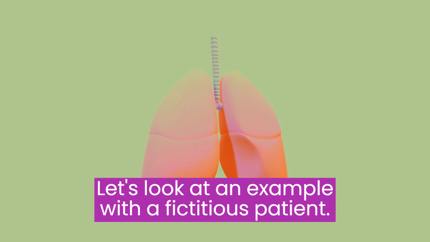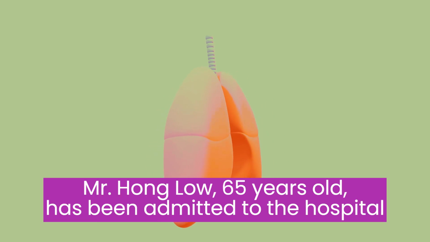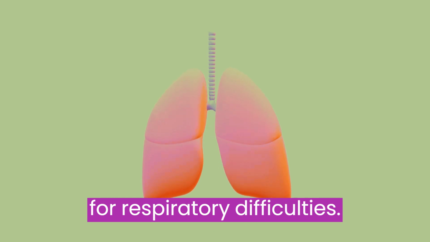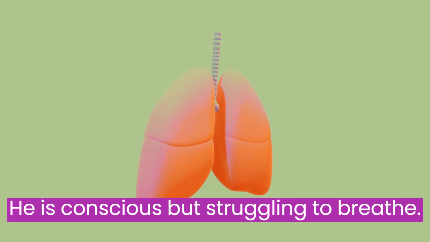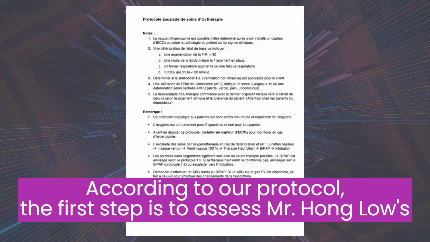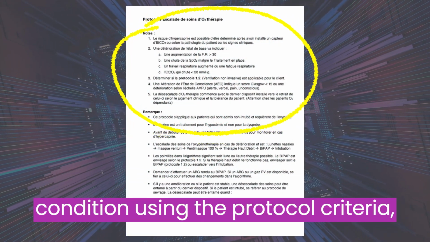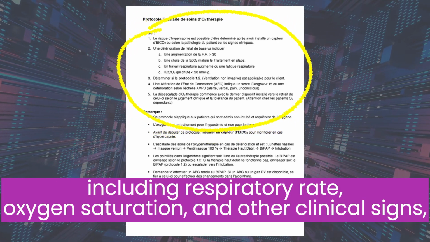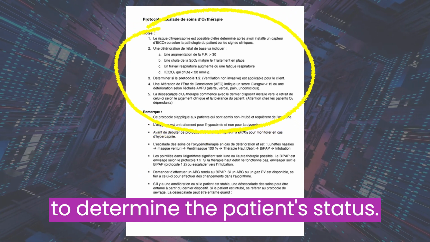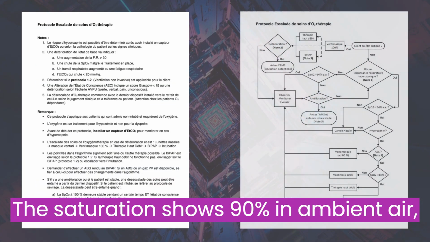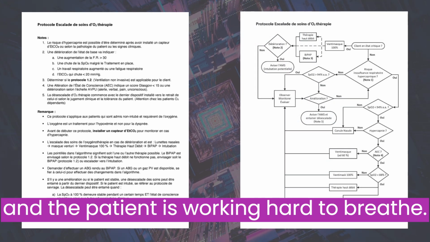Let's look at an example with a fictitious patient. Mr. Hong Lo, 65 years old, has been admitted to the hospital for respiratory difficulties. He is conscious but struggling to breathe. According to our protocol, the first step is to assess Mr. Hong Lo's condition using the protocol criteria, including respiratory rate, oxygen saturation, and other clinical signs, to determine the patient's status. The saturation shows 90% in ambient air, and the patient is working hard to breathe.